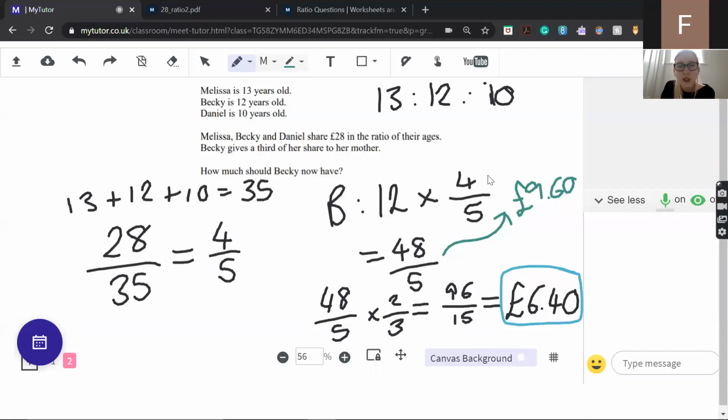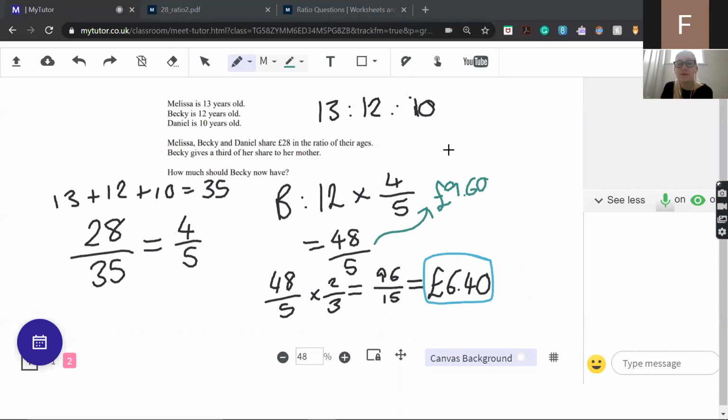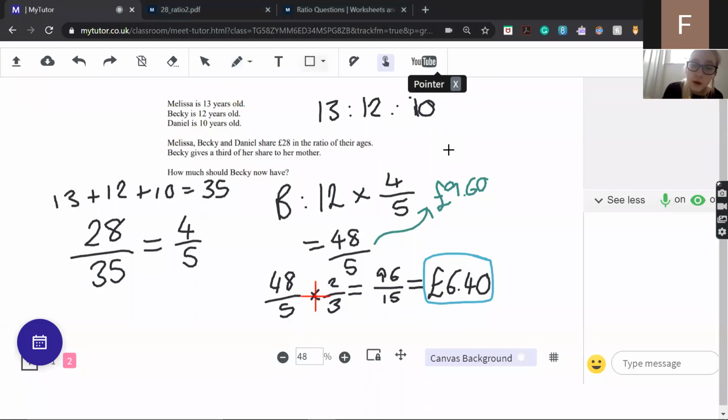Someone's a bit confused with the 2/3 part. So 48/5 is how much she has, £9.60, but we'll keep it as that fraction. And then if she gives 1/3 away, she's left with 2/3. So we want 2/3 of that money that she has. And whenever we say of, it's a multiplication. 2/3 of 48/5 is 2/3 times 48/5.